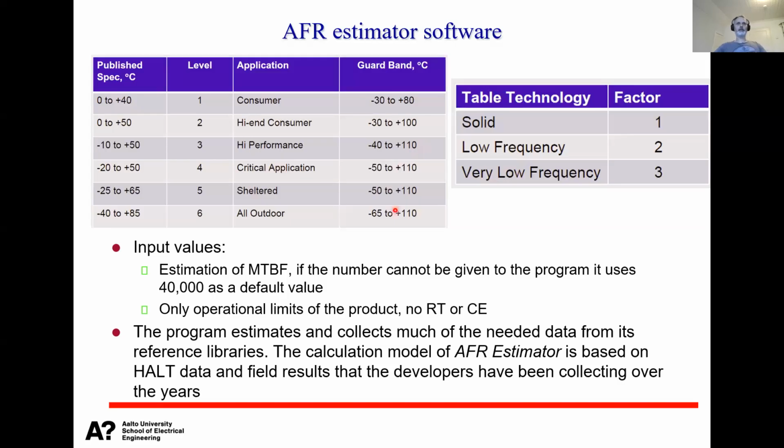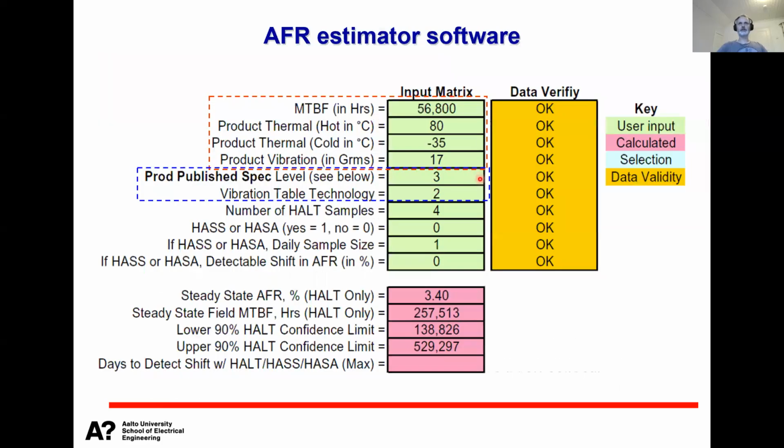So now, to sum up, you have an initial value from the reliability calculations. Then you have 3 numbers coming from the maximum temperature your product can withstand, the minimum temperature your product can withstand, and the maximum vibration your product can withstand. And then you pick which category it belongs to and which kind of equipment you have for testing. And then based on these numbers, the software gives you the actual final failure rate.